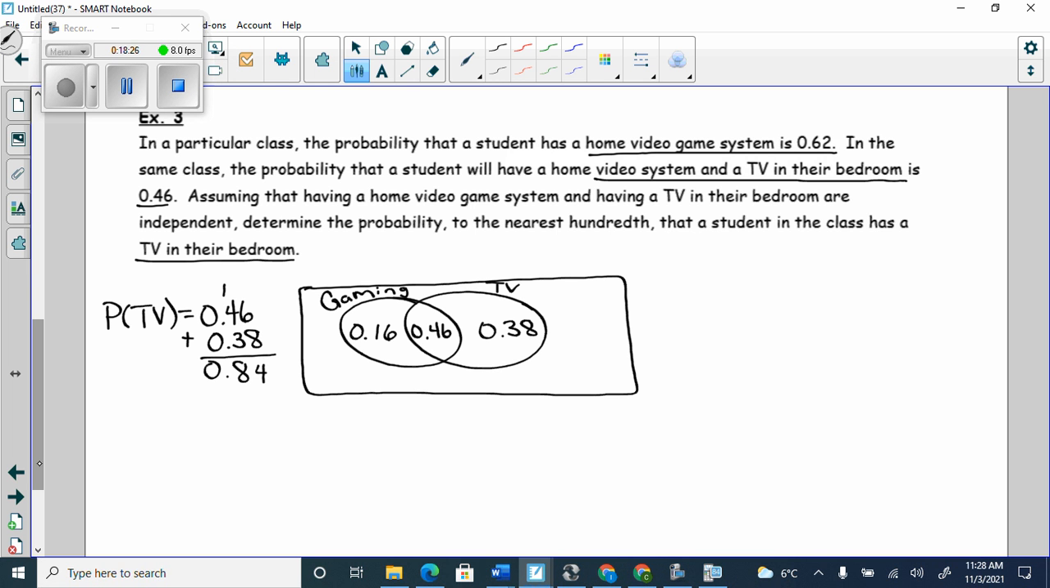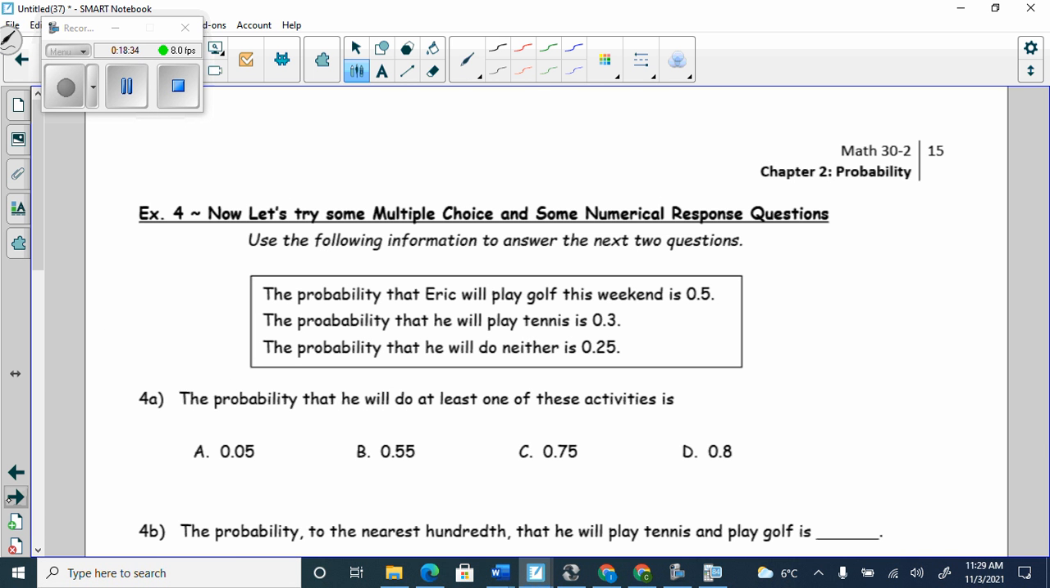Then we flip over. So this one here is the probability that Eric will play golf this weekend is 0.5. The probability he plays tennis is 0.3. The probability he'll do neither is 0.25. So I gave you each and neither in a probability Venn, right? So we can find out the answer to the both, correct? By adding them up and then subtracting what? 1. So if we go 0.5 plus 0.3 plus 0.25, what do we get?